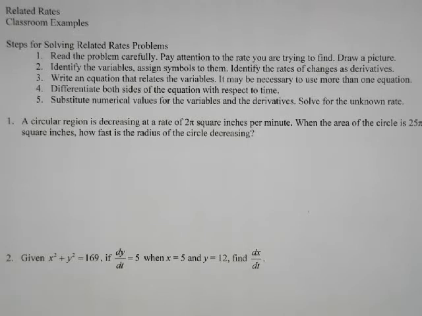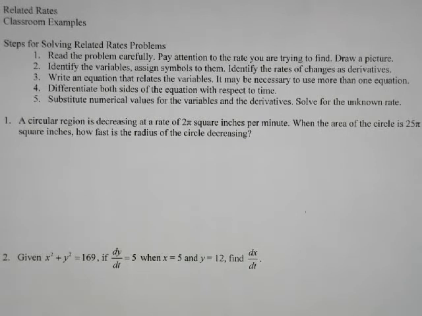You're going to write an equation that relates the variables. It may be necessary to use more than one equation. Then you're going to differentiate both sides of the equation with respect to time, and substitute the numerical values for the variables and the derivatives, and then solve for the unknown rate. All right, this will all make a whole lot more sense once we actually do some problems.